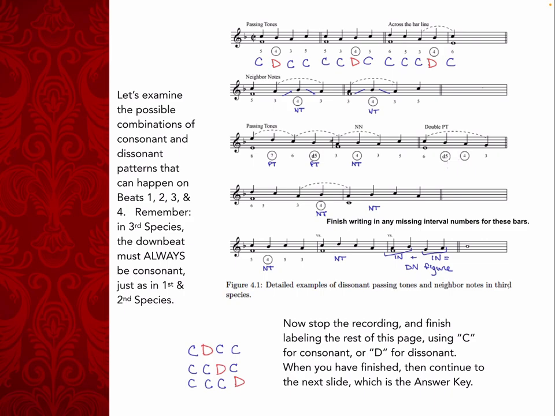Okay, now stop the recording right here for a minute. I want you to finish labeling the rest of this page, using C for consonant and D for dissonant interval. So what I want you to do right now is finish writing in any missing interval numbers for the few bars down there at the bottom, and then put the patterning in of C, D, C, C, or whatever it is, so we can get some data down to see what are the common spots where the dissonances will occur. When you finish this, you can continue on with the rest of the presentation, and I will have the answer key for you.